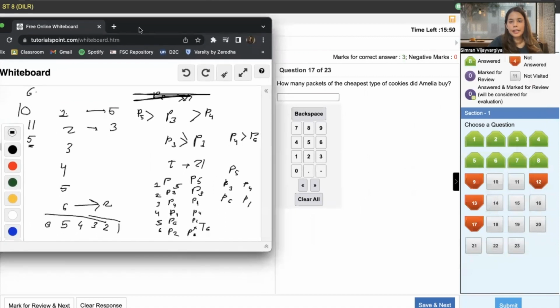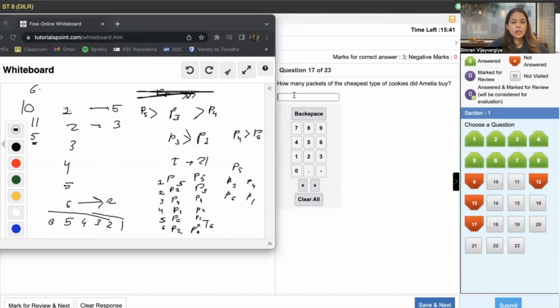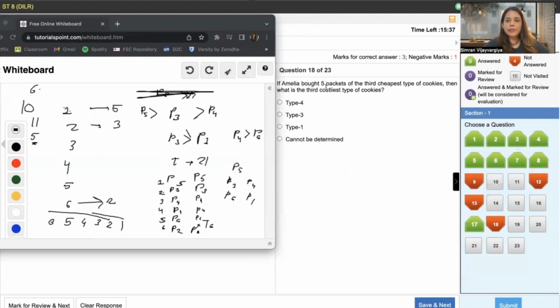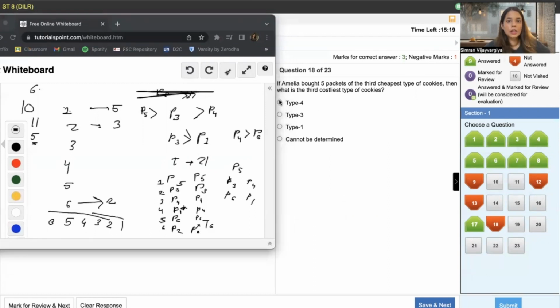How many packets of the cheapest type of cookie did Amelia buy? Cheapest is P2. So she bought 3 of P2. Okay. If Amelia bought 5 packets of the third cheapest cookie, third cheapest is P1. Okay. In this case, then what is the third costliest type of cookie? P4. Okay.